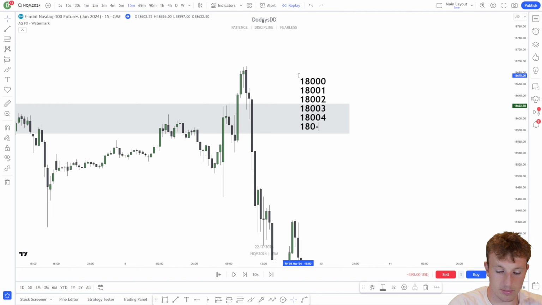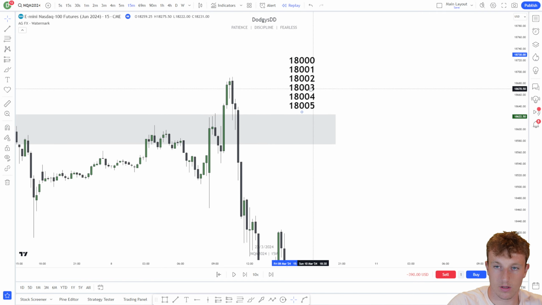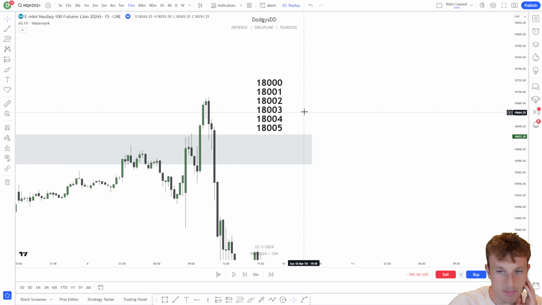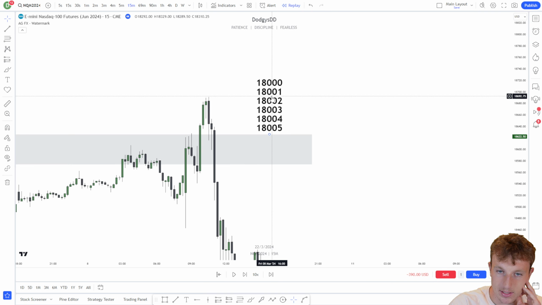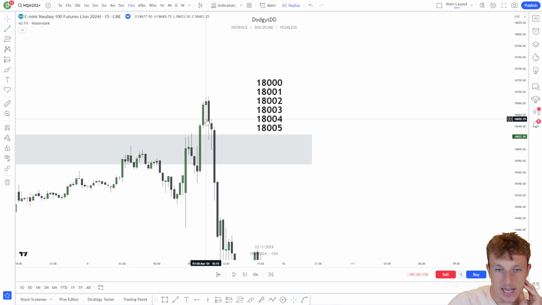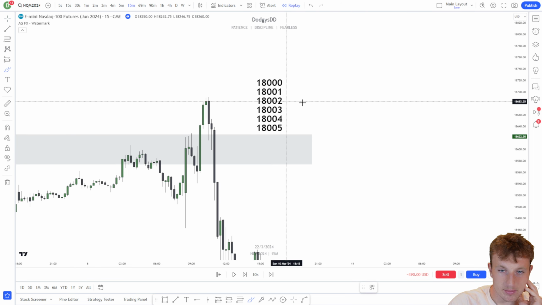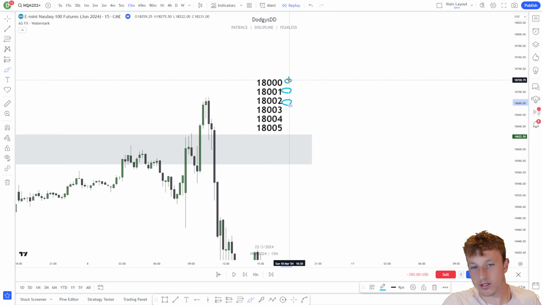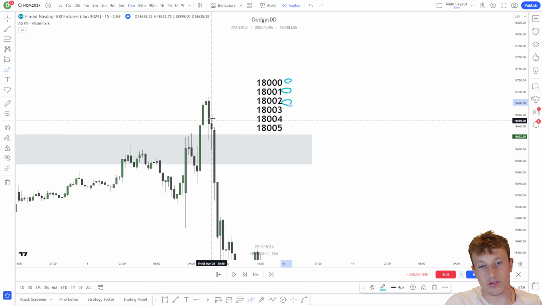So this could be like a DOM right here. All right. So for every buyer, there's a seller. So this is 18,000, 18,001. So basically what's happening up here is these people who are buying right here, let's say there's buyers at 18,000, 18,001, 18,002. Let's say there's a bunch of orders in the book at these levels.